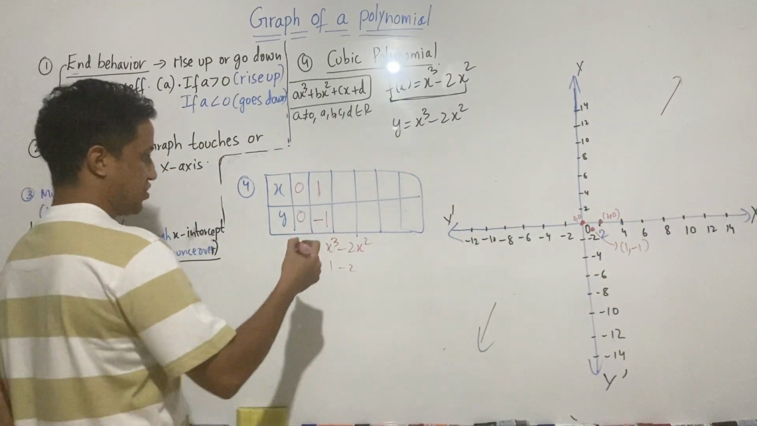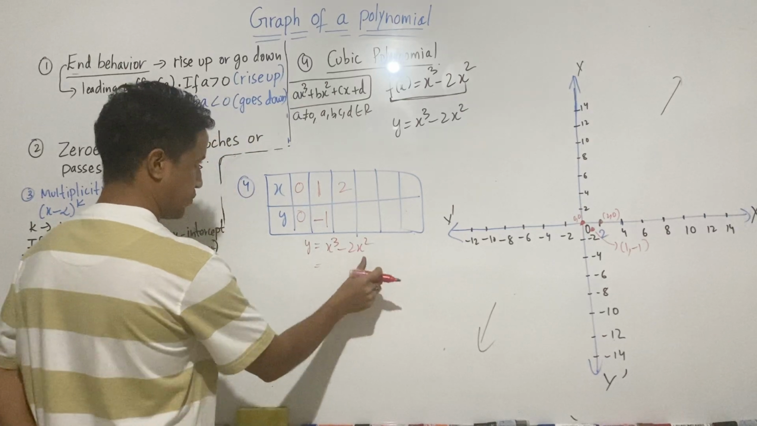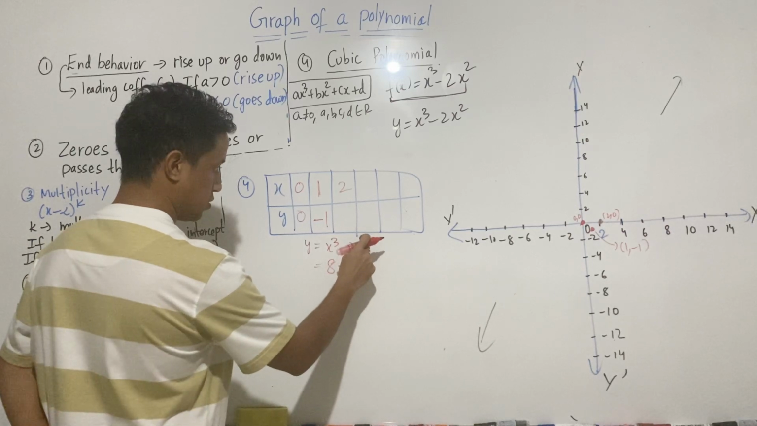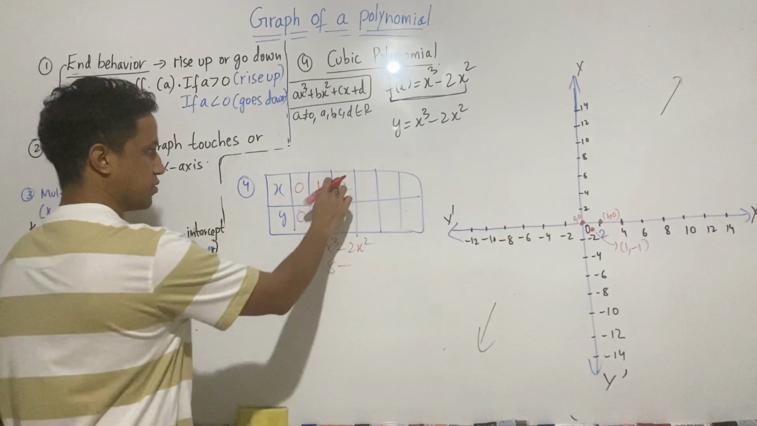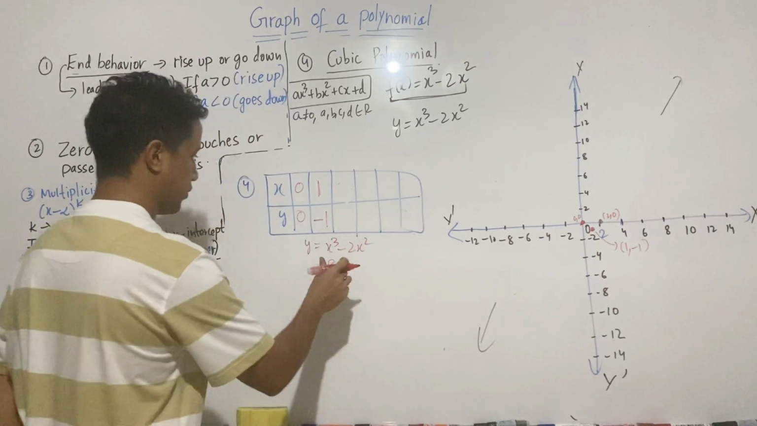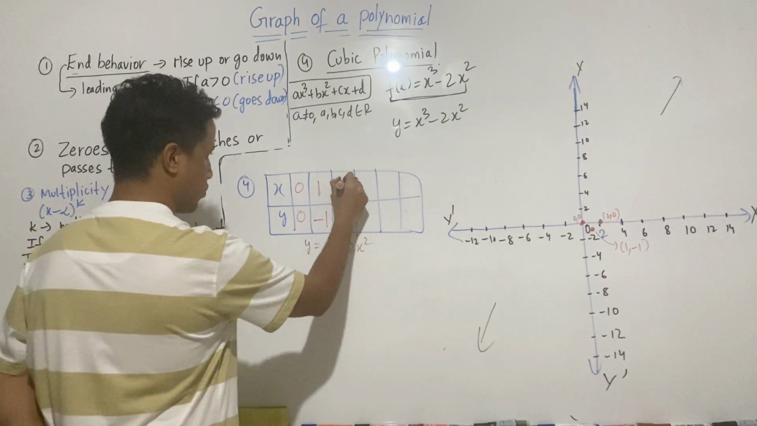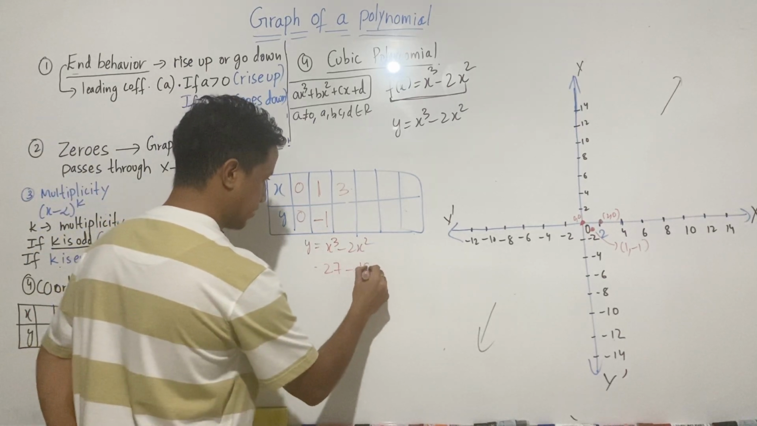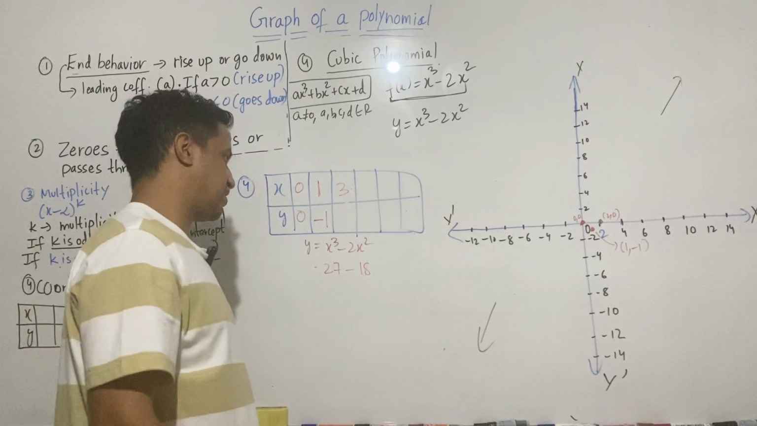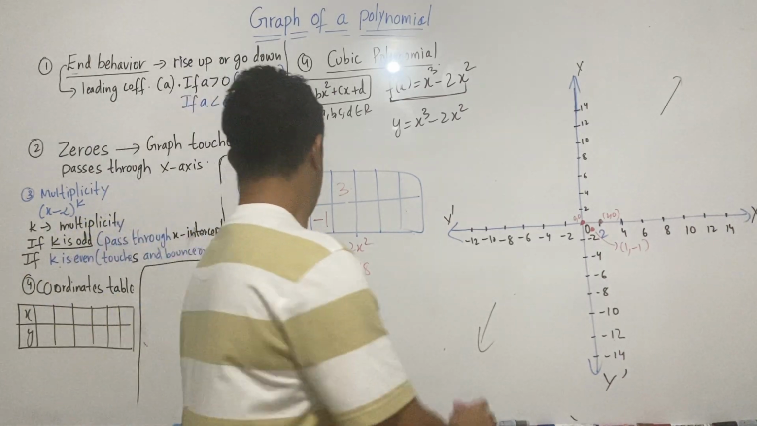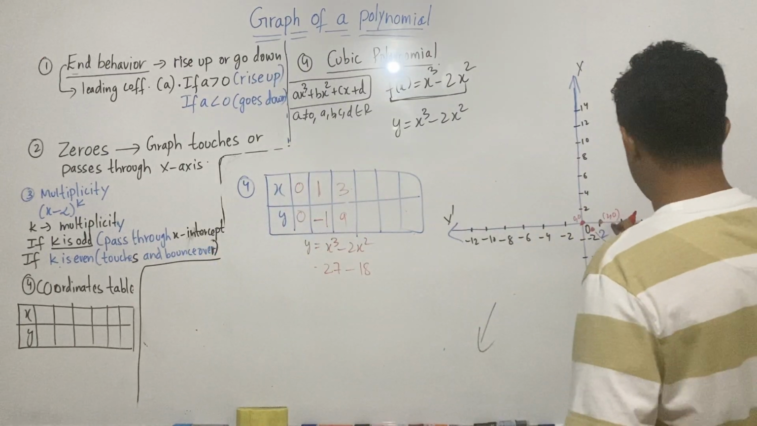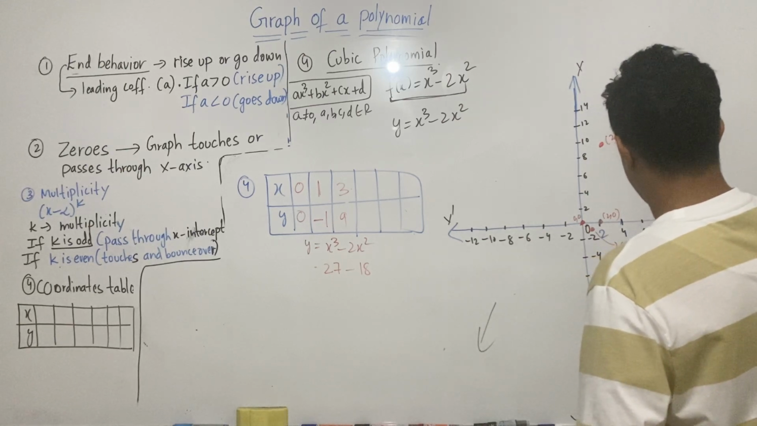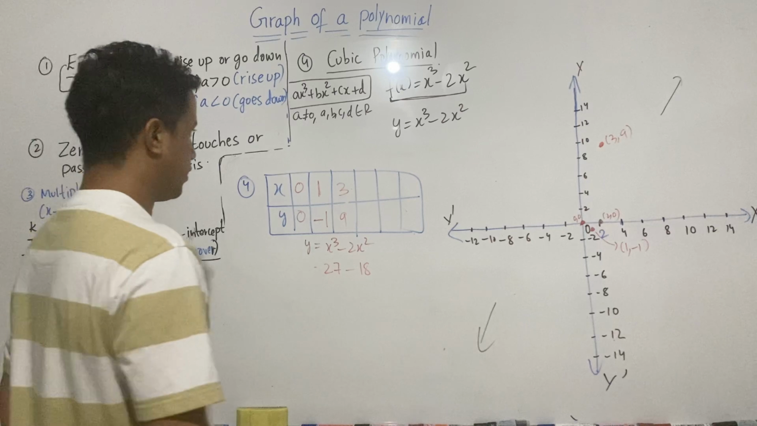Then if x is 2, y is 0, yes, because 2 is a zero, right? If x is 3, then 27 minus 18. 27 minus 18 is 9, right? So x is 3, y is 9, here.